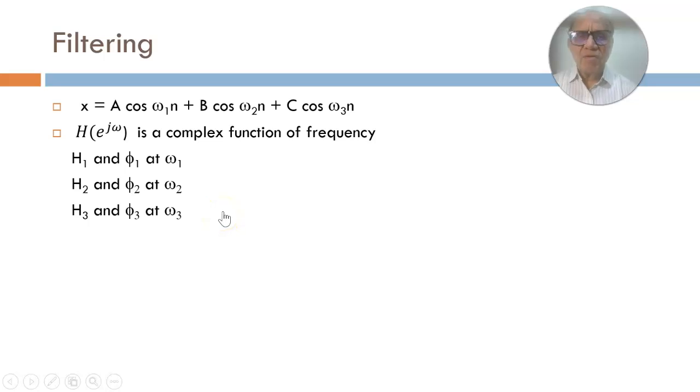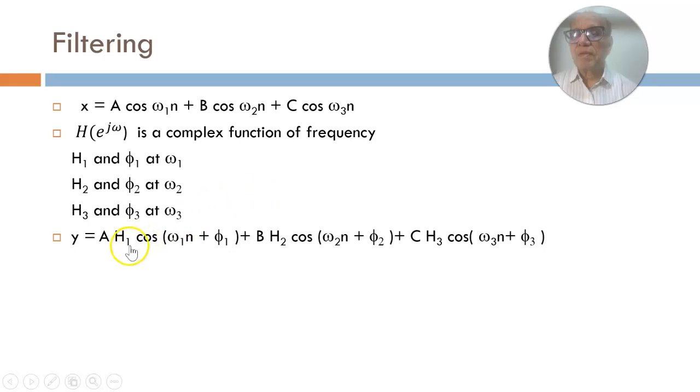Alright. So now it's somewhat easy to understand the filtering action by calculating the output. So when you calculate the output, what happens? Each input amplitude gets multiplied by the corresponding gain. So for omega 1 it is H1. So A gets multiplied by H1, and to omega 1 n you add phi 1, that is the phase angle. So the first term becomes like this, the second term is this, and this is the third term.